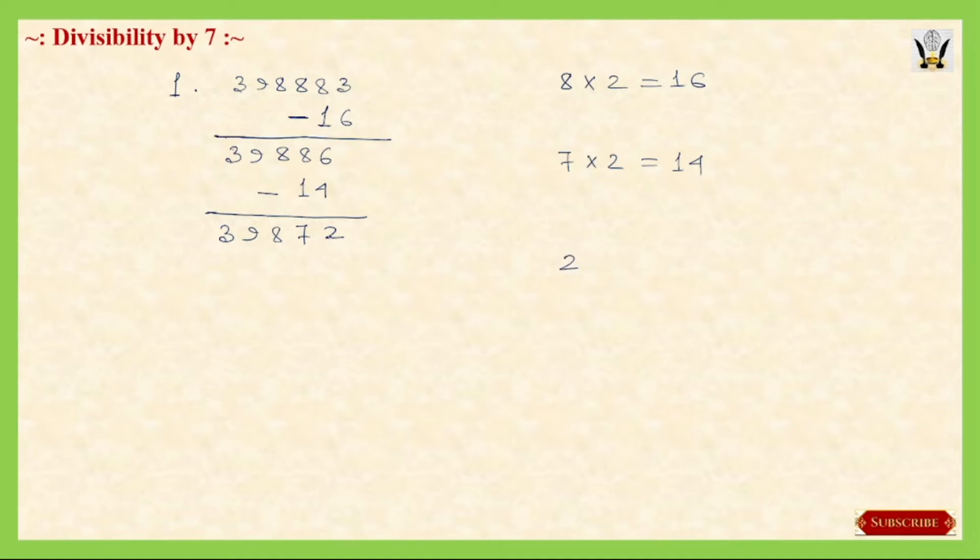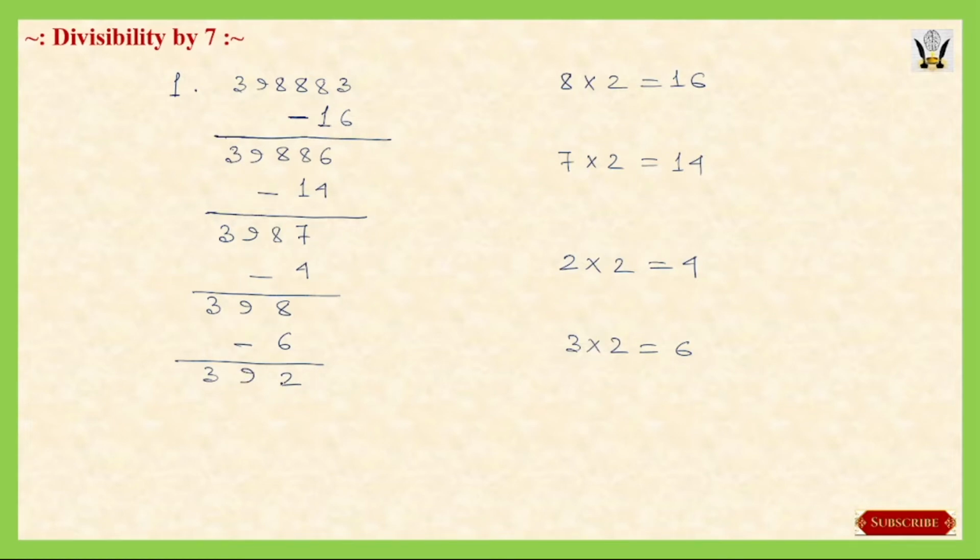Here we take the digit 2 and multiply it by 2, and the result is 4. From the rest of the number we subtract 4. Again we take 3 and multiply by 2, so it will be 6. We discard this digit, then subtract 6 from the rest of the number, so it will be 392.